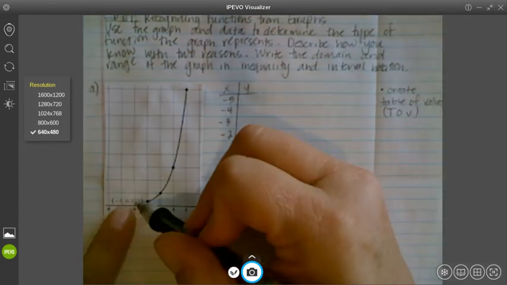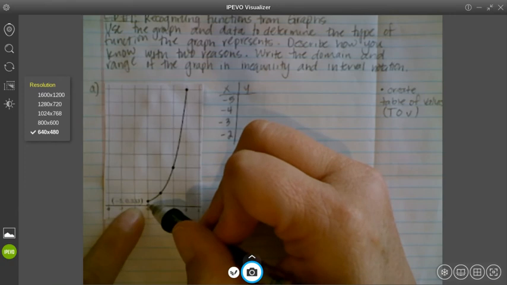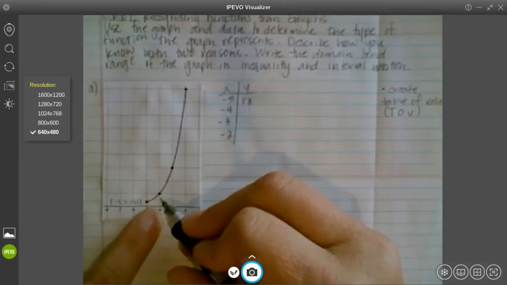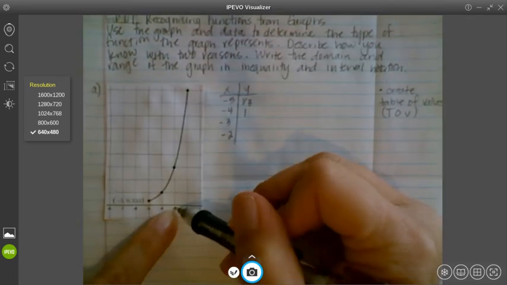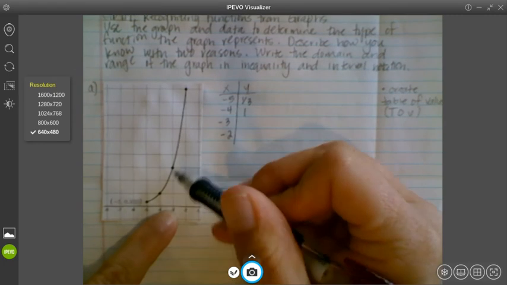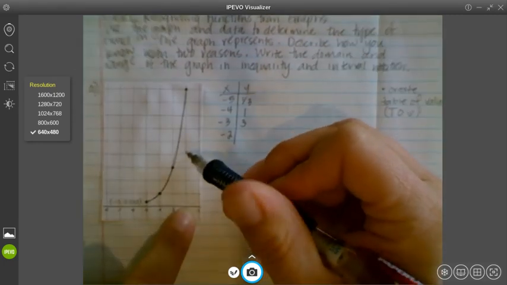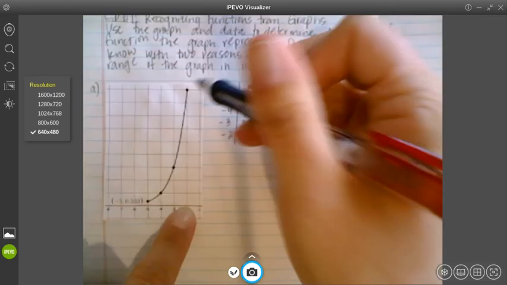And my y values, now here I labeled this one because it was a fraction, but this is 1/3. The y value for -4 is 1. For -3, it's 1, 2, 3. And for -2, it's 1, 2, 3, 4, 5, 6, 7, 8, 9.